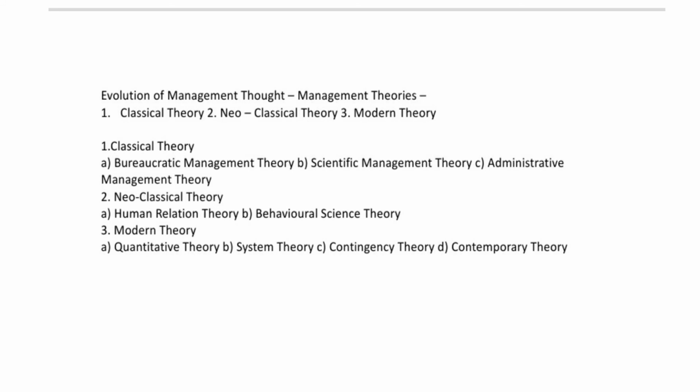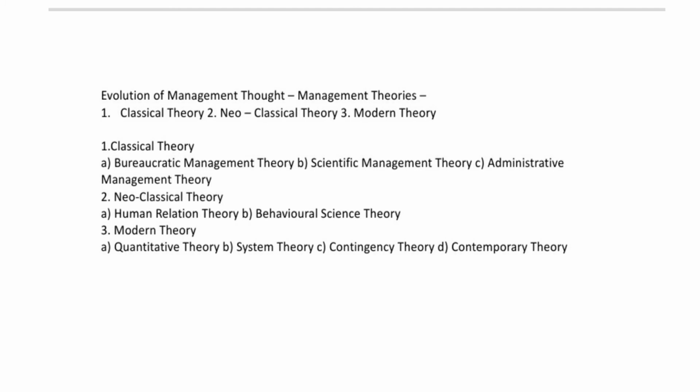If you consider the classical approach, it can be subdivided into three: bureaucratic management approach, scientific management approach, and administrative management approach. The neoclassical approach can be subdivided into two: human relation theory and behavioral science theory. In the modern approach we have quantitative theory, system theory, contingency theory, and contemporary theory. So these are the various theories or approaches. One by one we can discuss. Let us first focus on the classical theories or classical approaches.